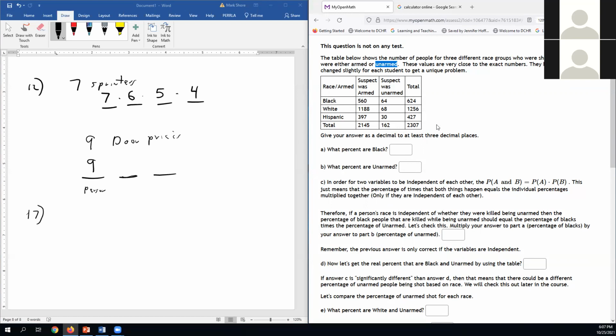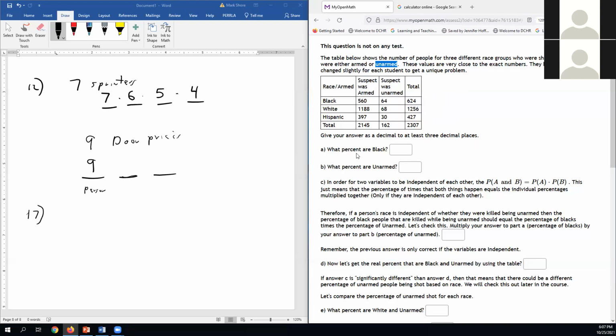But this one changes one of the random numbers, but these are very close to the actual values. And this was from, I think, 2015 to 2018 or so, those 3 years. So it's that time period. But anyway, they have been changed slightly for each student to get a different number. So it says, give your answer as a decimal to at least 3 decimal places.